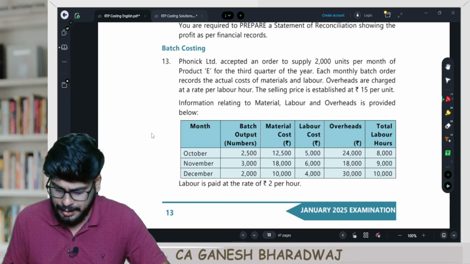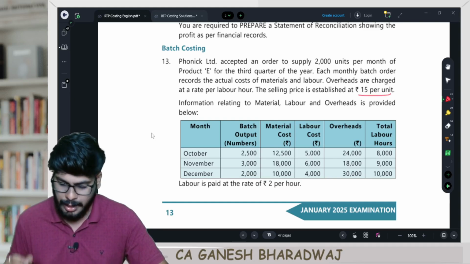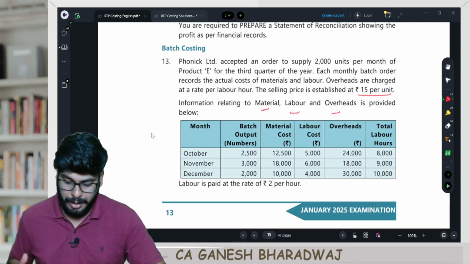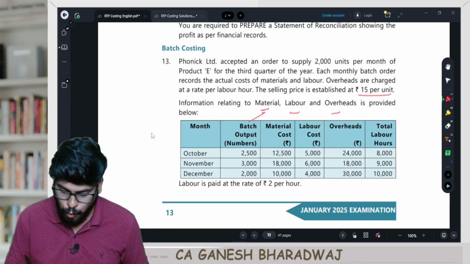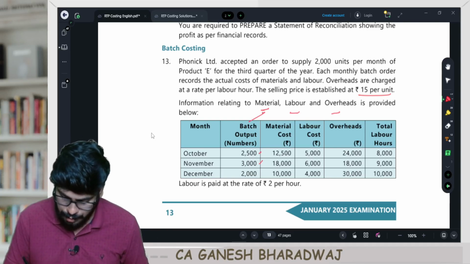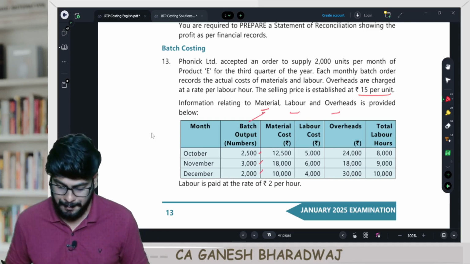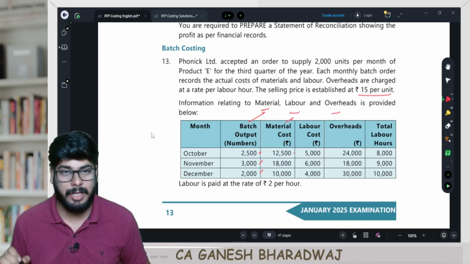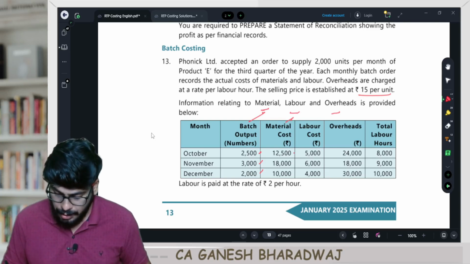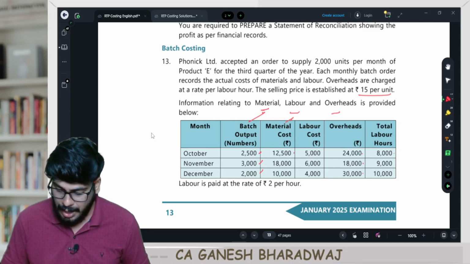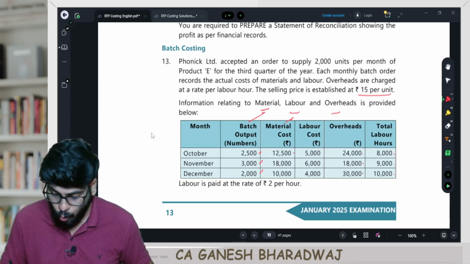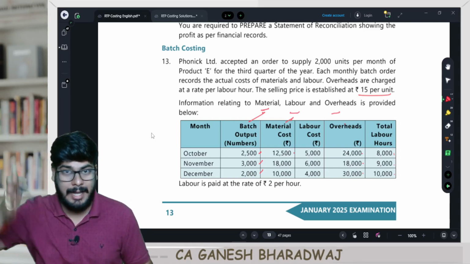The selling price is established at the rate of ₹15 per unit. Then the information relating to material, labor and overheads is provided below. Now, October, November, December, each of the 3 months, batch output 2,500 units, 3,000 units, 2,000 units. Material costs and labor costs for each of these 3 months are given. Overheads are also given, 24,000, 18,000, 30,000, and the total labor hours are also given, 8,000, 9,000 and 10,000. Now remember one thing, overheads are not charged as the actuals, right?